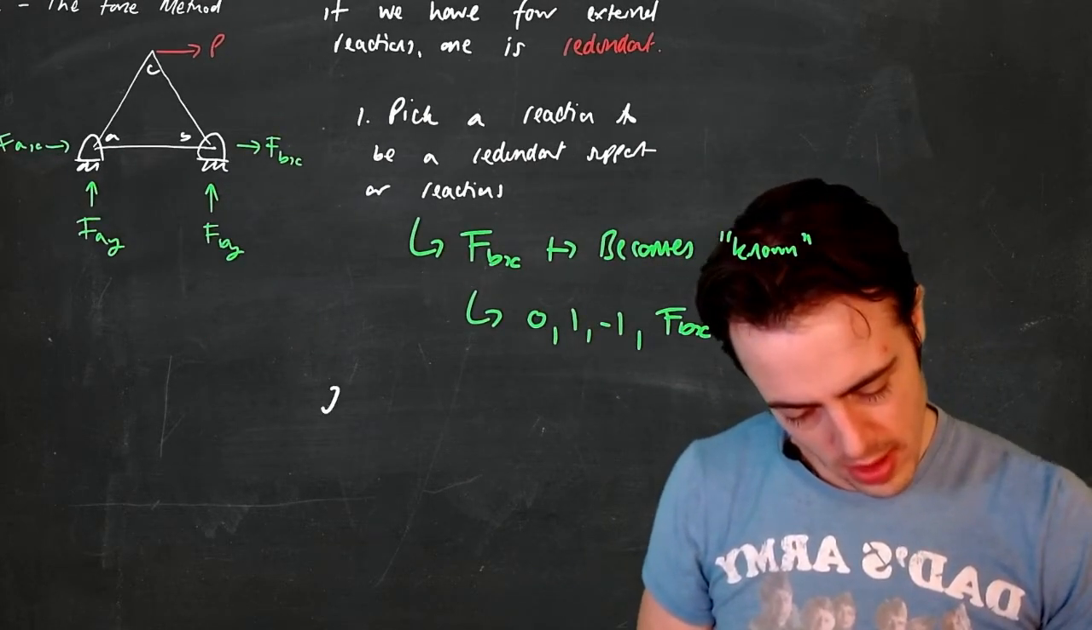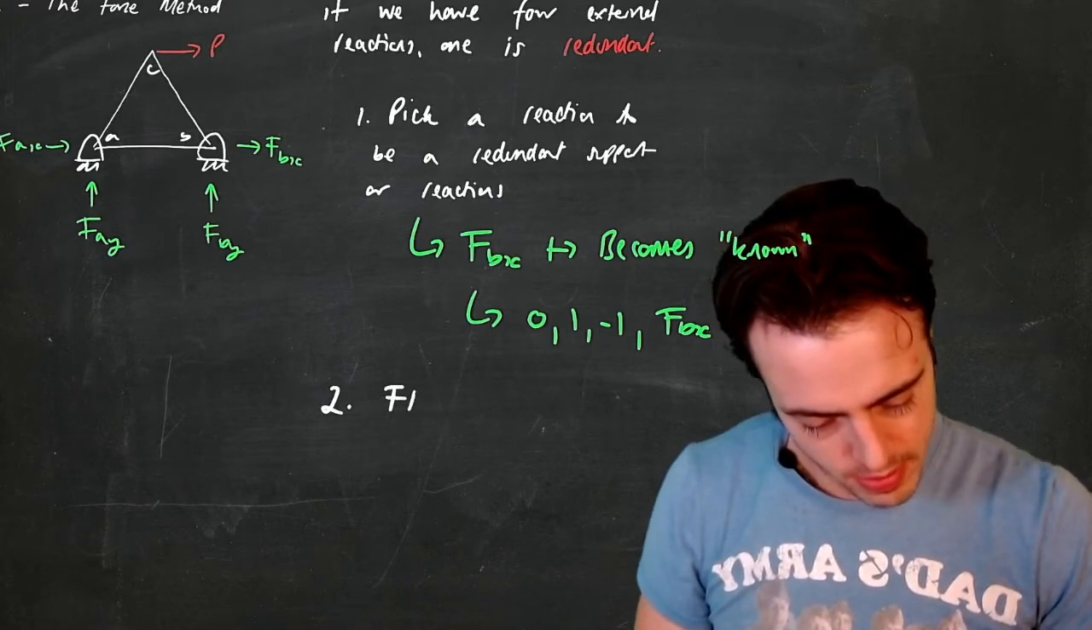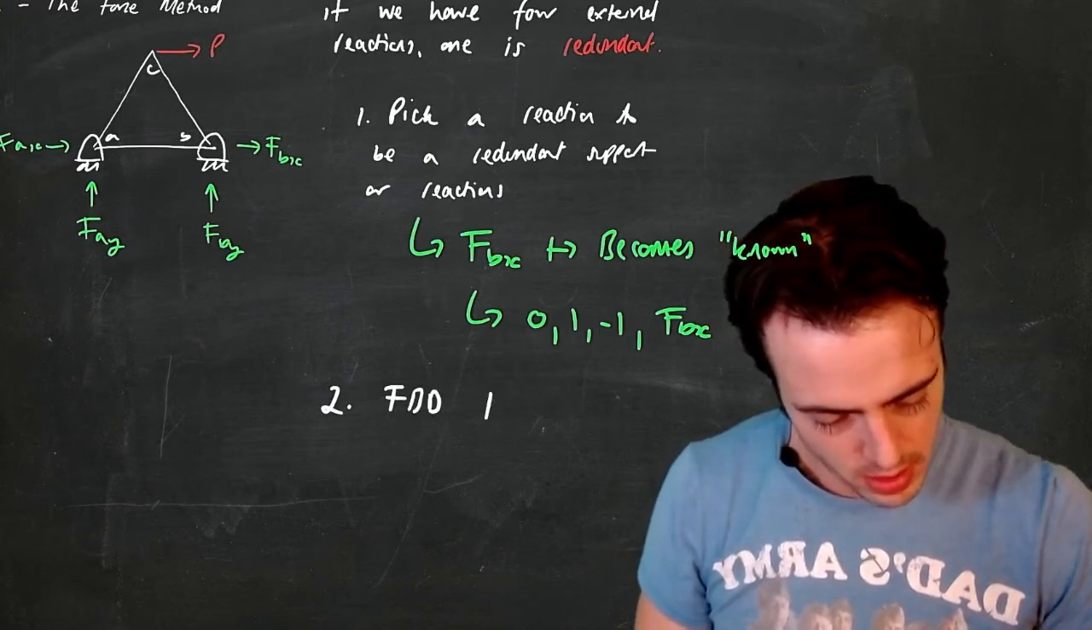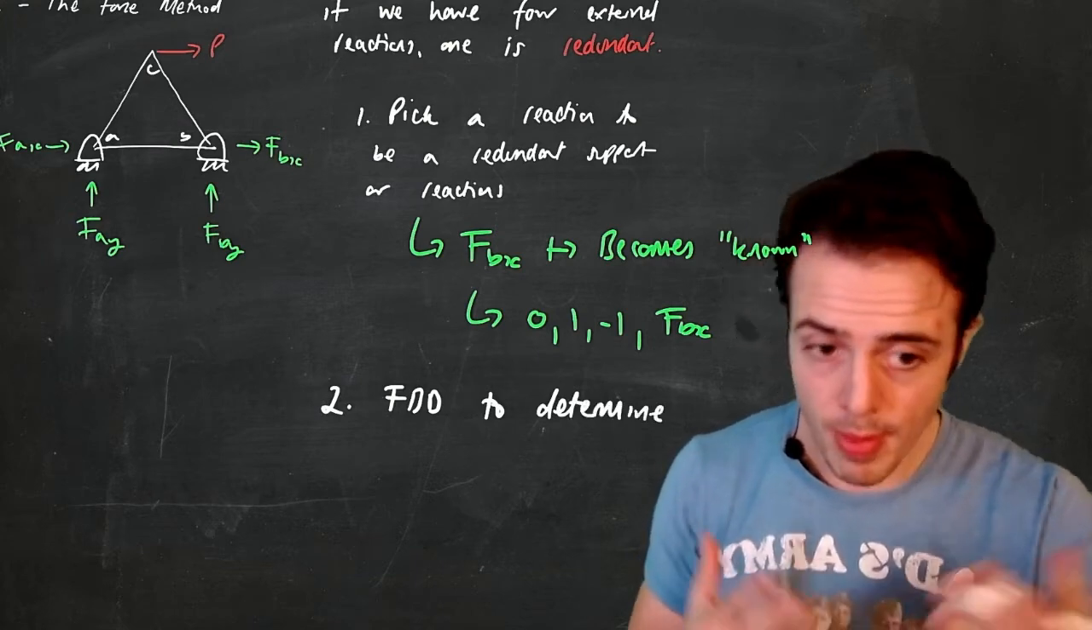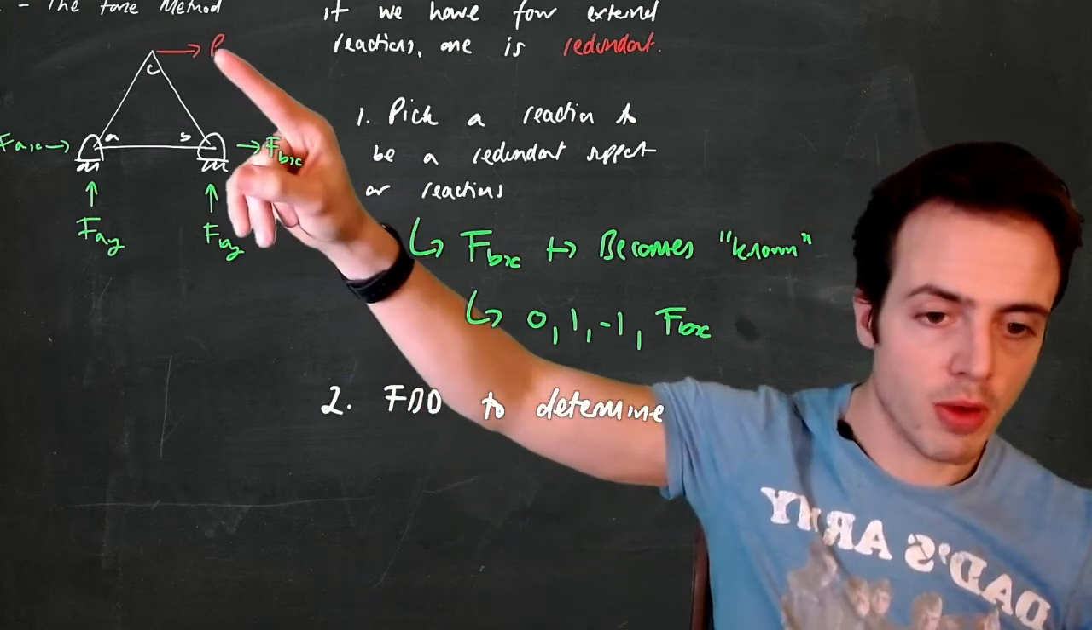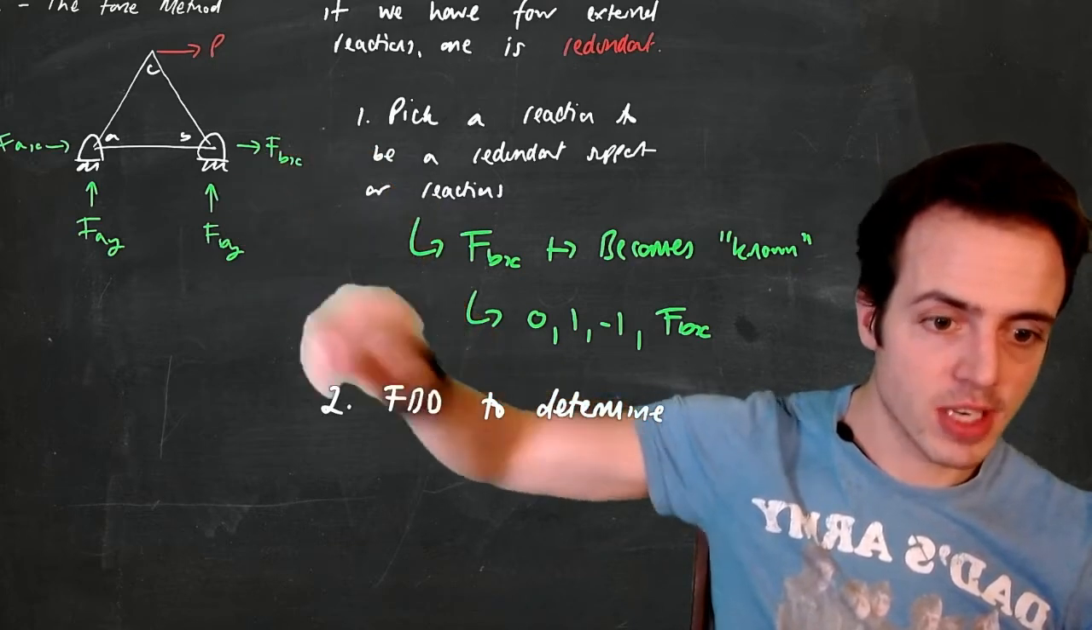So we then do a free body diagram to determine the 3 remaining supports as a function of both the applied loading and the redundant reaction.